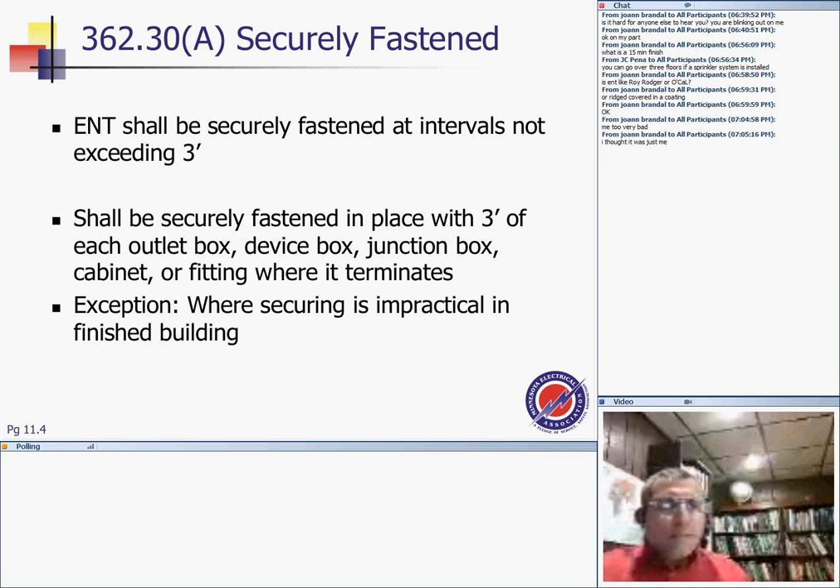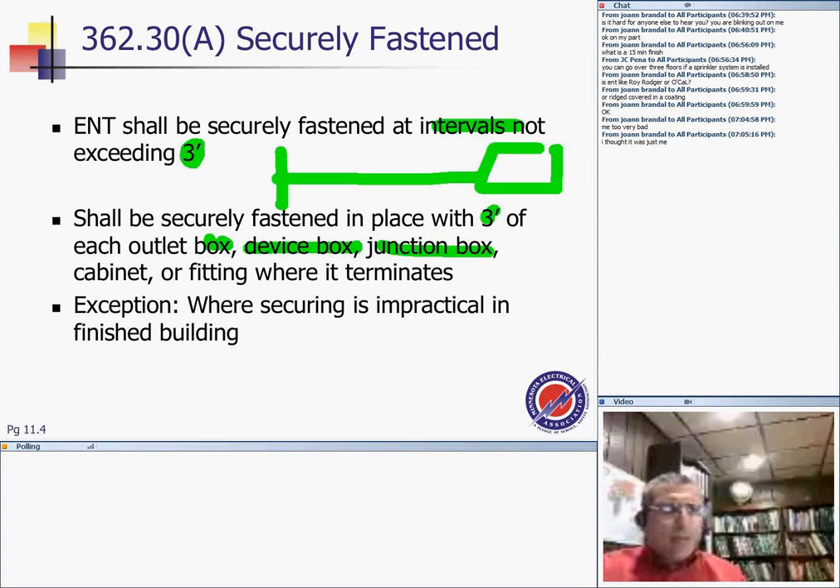How you fasten this shall be fastened at intervals of every 3 feet. Shall be securely fastened every 3 feet from a box, a device, a J box. So you have a J box over here. You go 3 feet and you put your staple. You go another 3 feet. You put your staple. You continue.